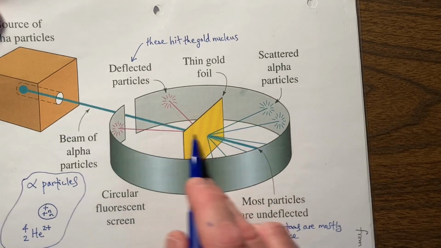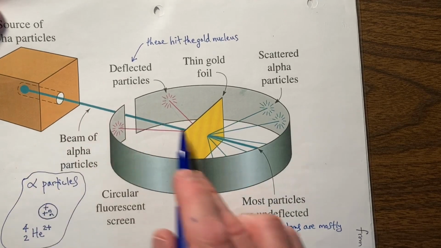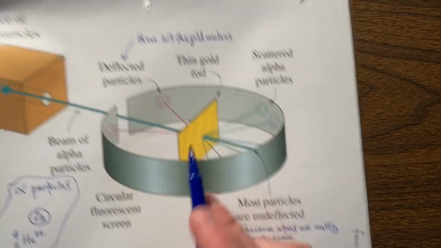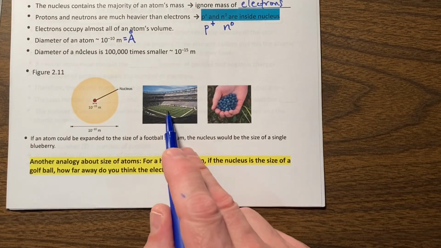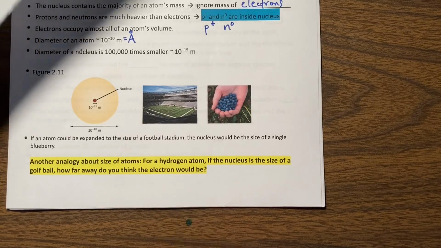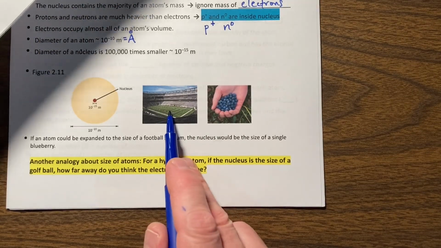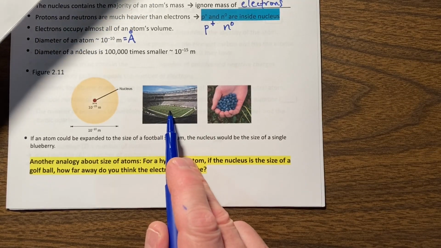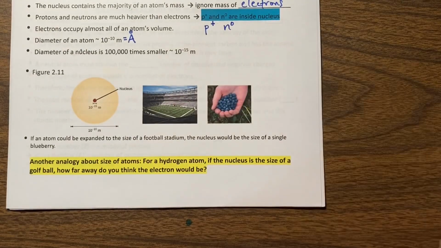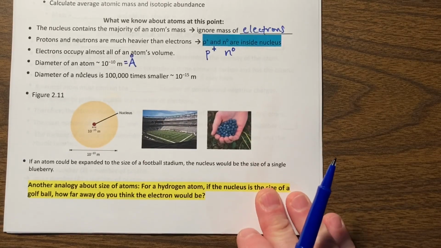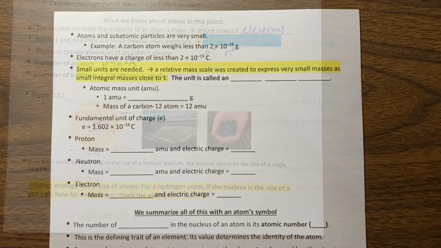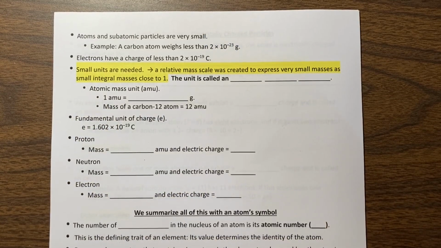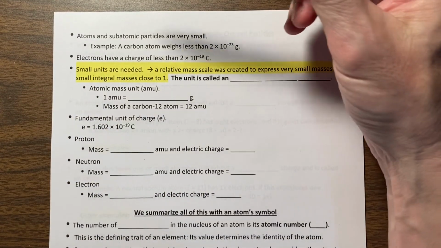So most of the beams of alpha particles are going to pass right through the atom because it's mostly empty space, like a blueberry in the center of a stadium. The blueberry is the nucleus. So every once in a while, an alpha particle will hit that blueberry in the center of the stadium, but it's very, very, very rare. So that gave us an understanding, or helped us propose this picture of the atom that is still pretty much true today. So let's continue. So what do we know about atoms?